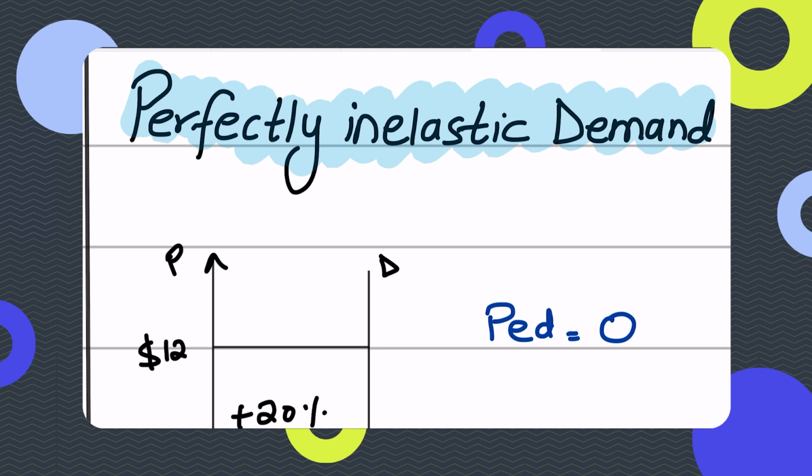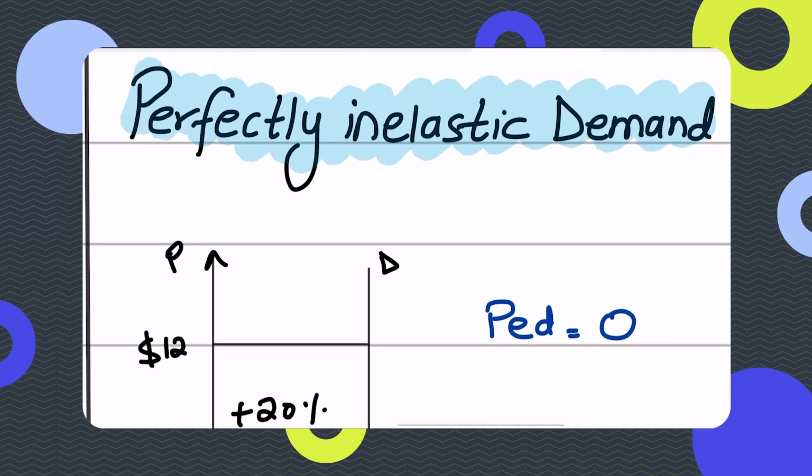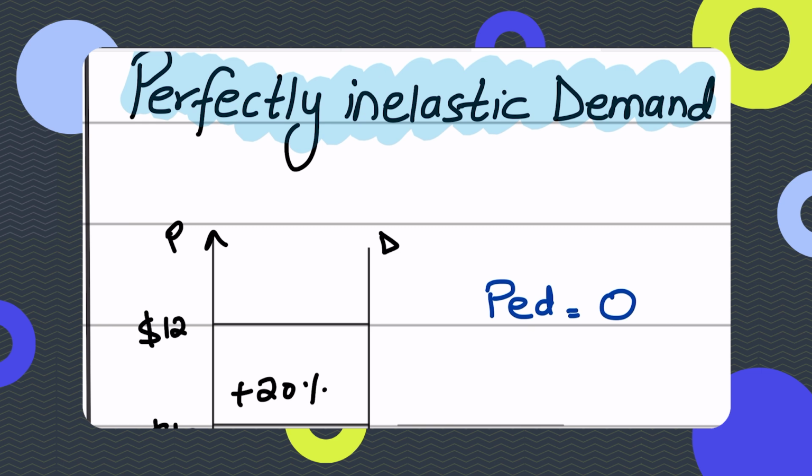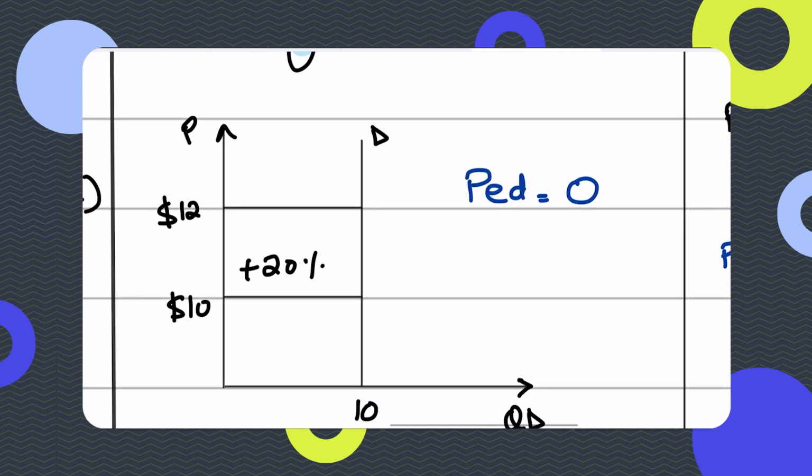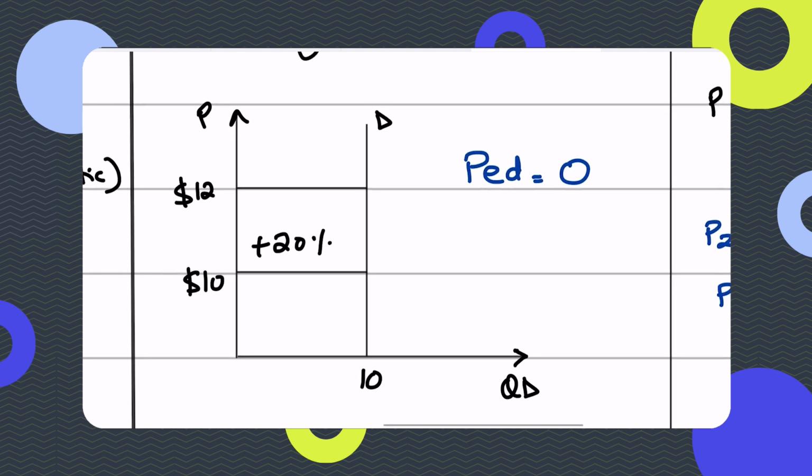In perfectly inelastic demand, the PED value is equal to zero. Zero means there is no change in quantity, and you draw the demand curve as a vertical straight line. Let's say at a price of $10, the quantity demanded was 10 units. When the price goes up to $12, it rises by 20%. I could have written P1, P2 as well, but I just wanted to show the figures, which makes it more relatable. The price went up by 20%, but we see no change in quantity demanded. The quantity demanded stays at 10 units.